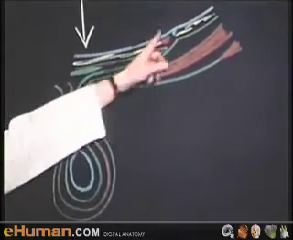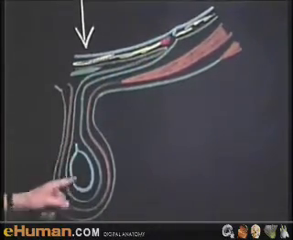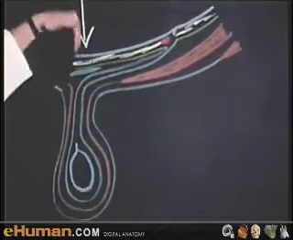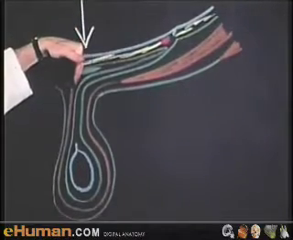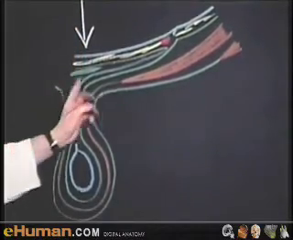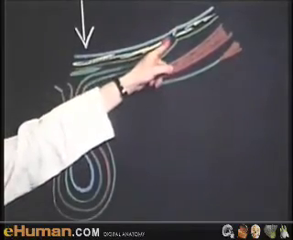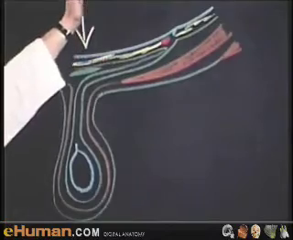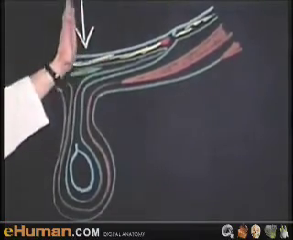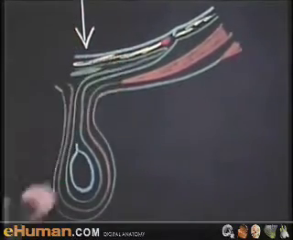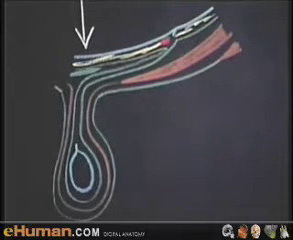So here we have an indirect inguinal hernia coming down here, and a direct inguinal hernia which comes this way. On clinical examination, the indirect inguinal hernia comes down lateral to the inferior epigastric artery, whereas clearly a direct hernia is coming forward medial to the inferior epigastric artery.